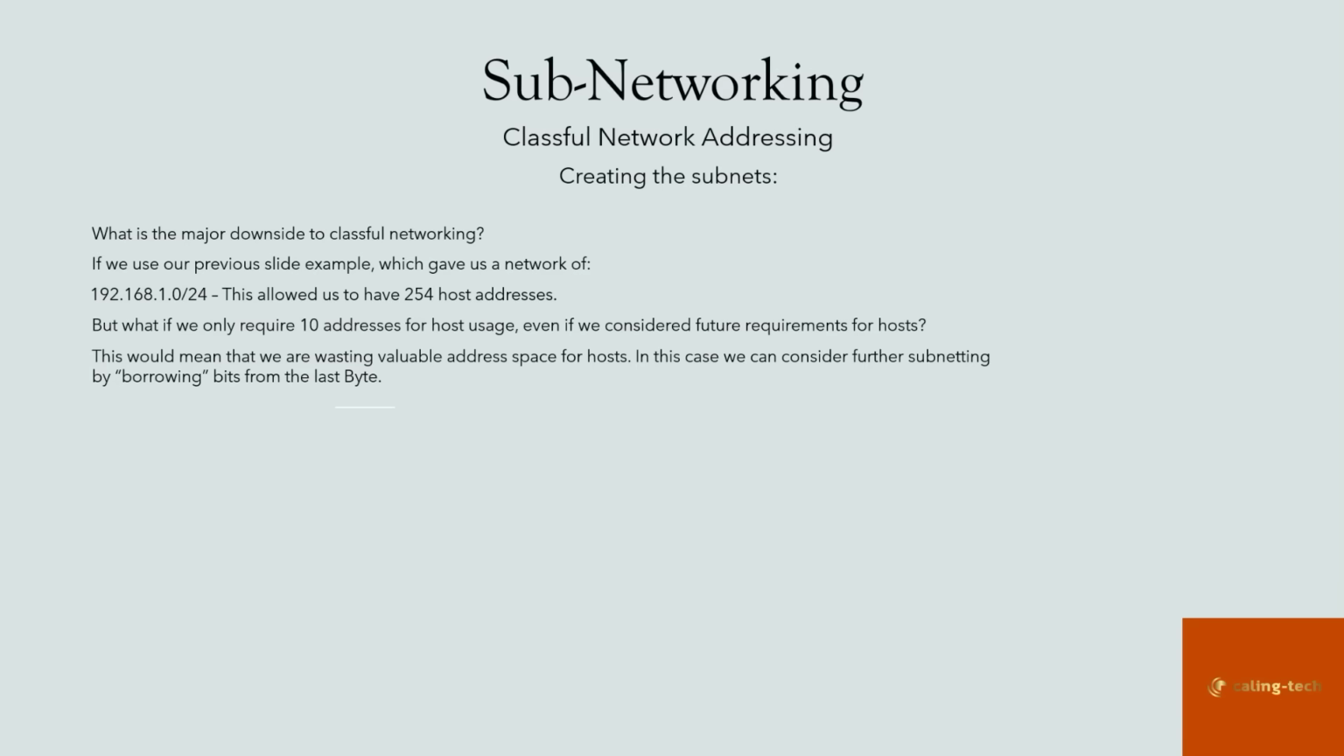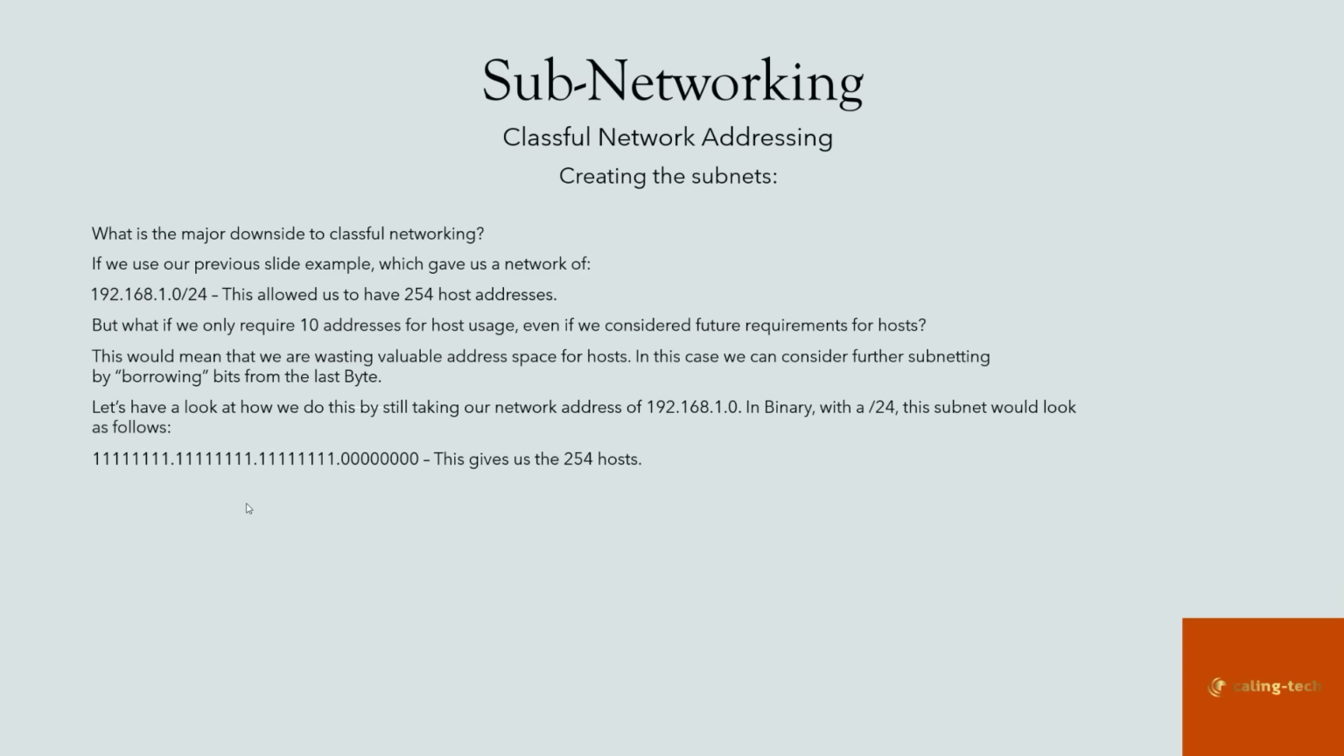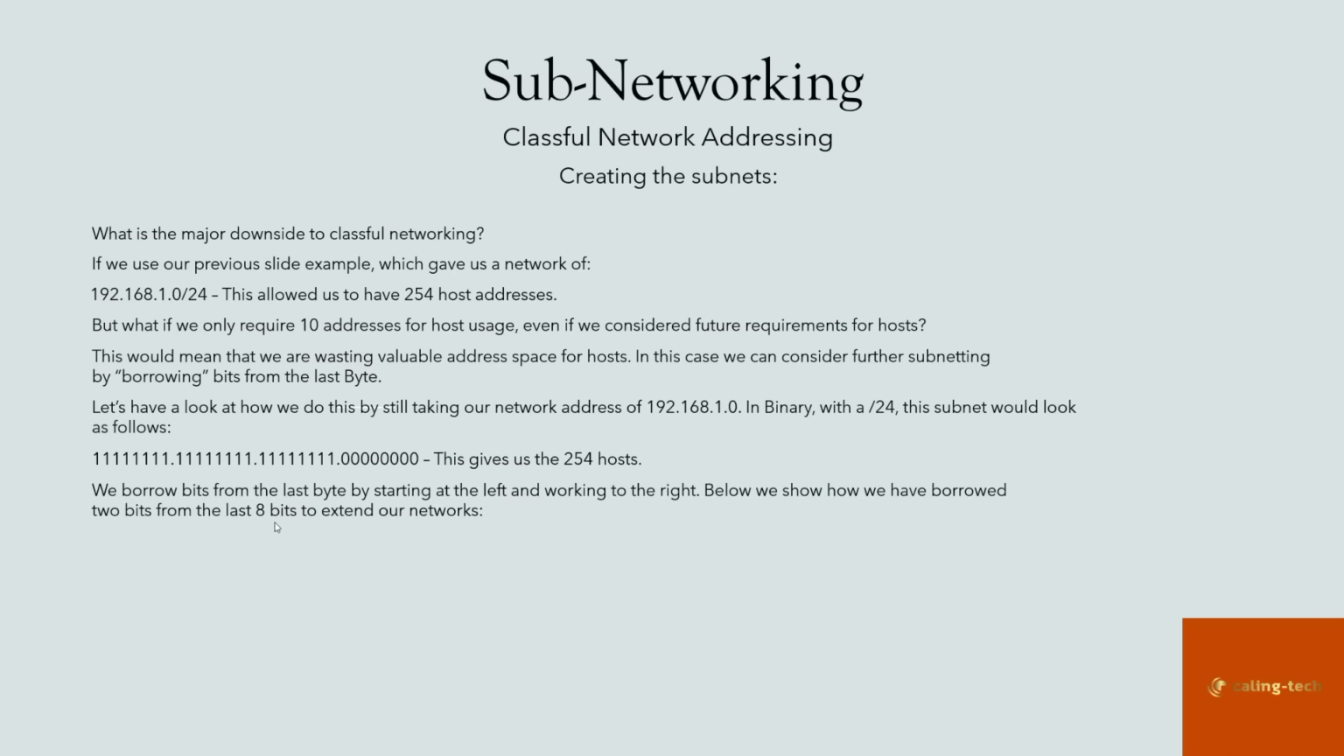So, what we can actually do is we can consider further subnetting by borrowing bits from the last byte. So, we're going to have a look at how we do this by still taking our network address of 192.168.1.0. Now, in binary, we know that's 24 bits that we're masking. So the subnet would look as follows, as we've always stated: 11111111, followed by again 8 ones, 8 ones, and 8 zeros. And as we know from the zeros perspective, that's the host section, that gives us 254 hosts. So we borrow bits from the last byte by starting at the left and working to the right of the 8 bits in the last byte.